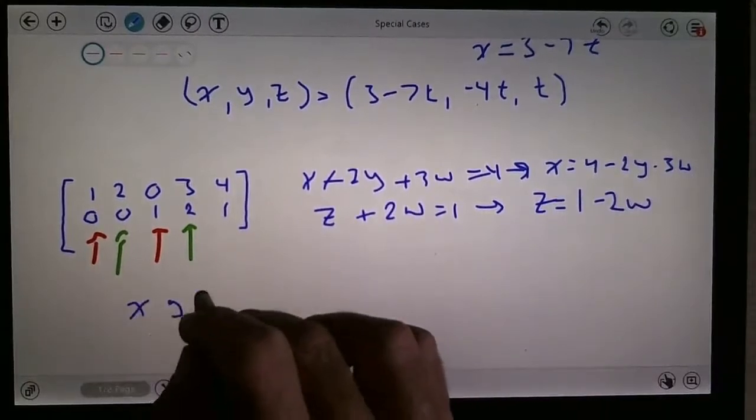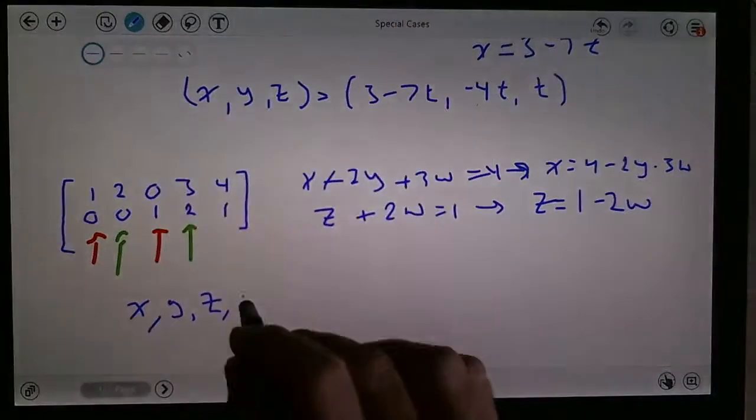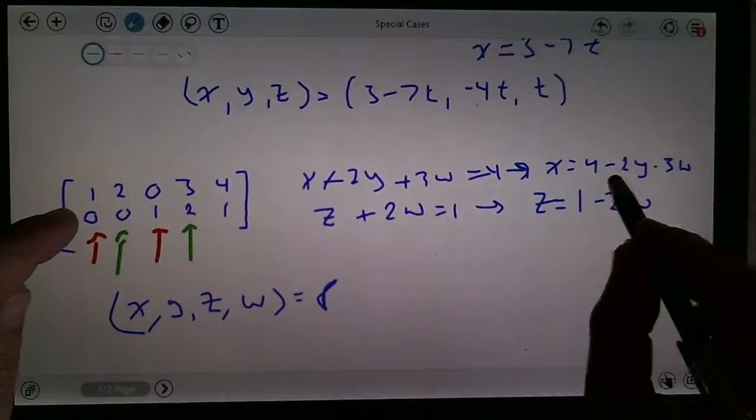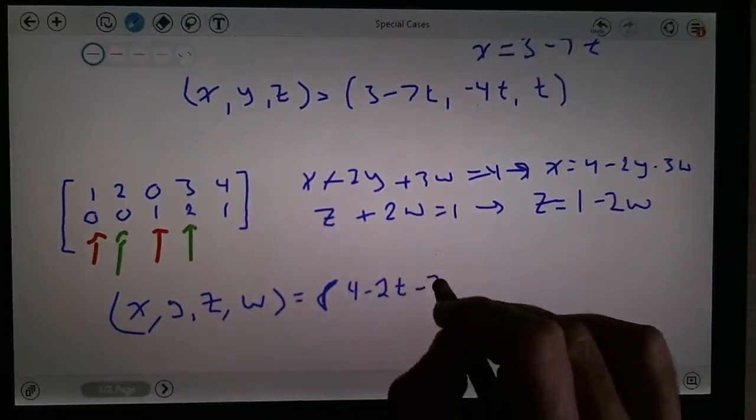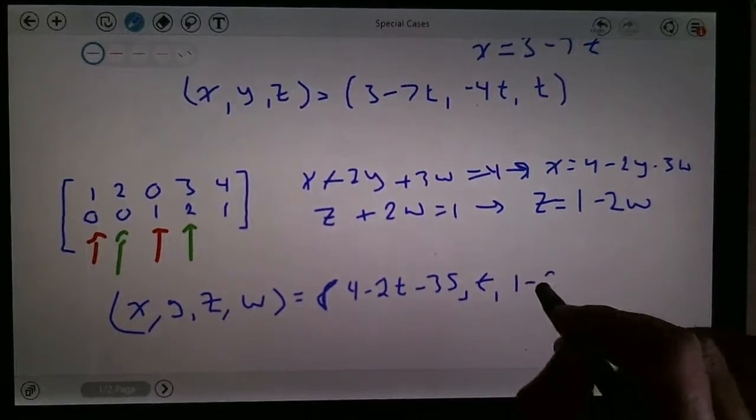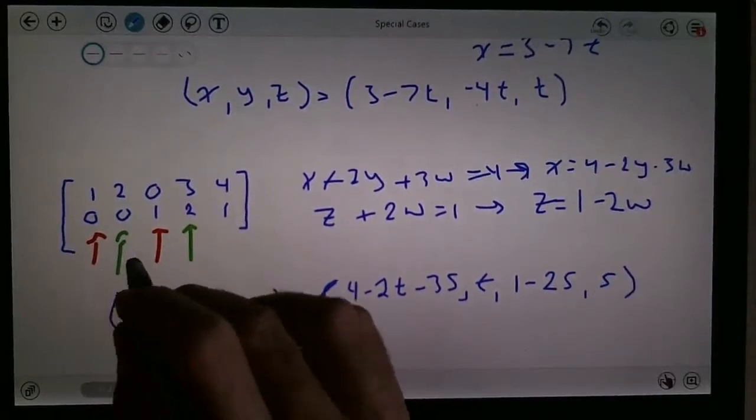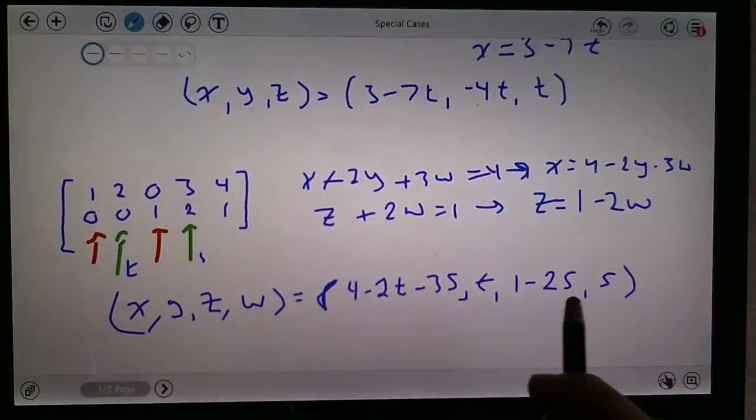So here we go, x, y, z, w equals x is 4 minus 2t minus 3s, so I'm using t for y and s for w, so t is in the y place, z is then 1 minus 2 times w, which is s, and then w is just s. So my two parameters are t and s, and I expressed the other two variables in terms of them. What I have described now, out in four-dimensional space, is a plane. I say four-dimensional space because I have four variables, and a plane because I have two free variables. I have two parameters here, s and t.